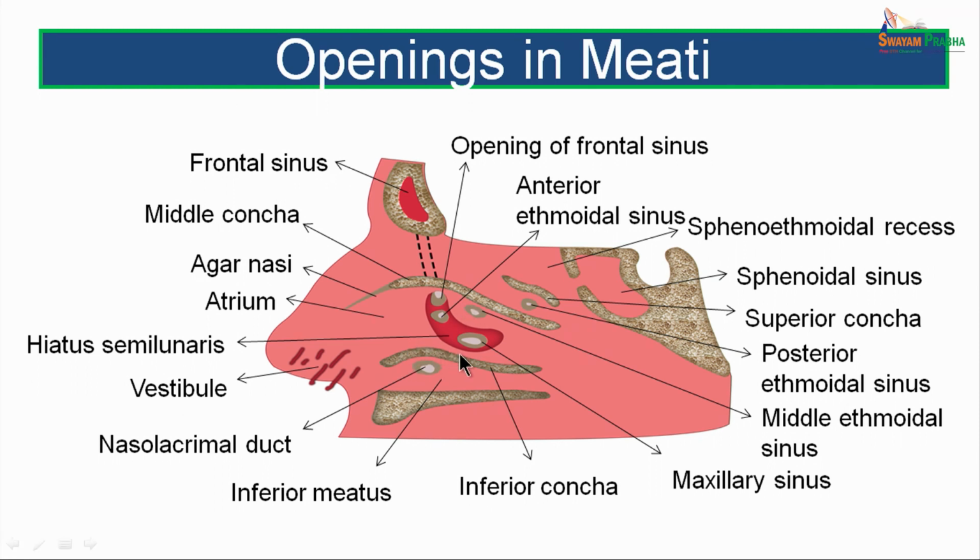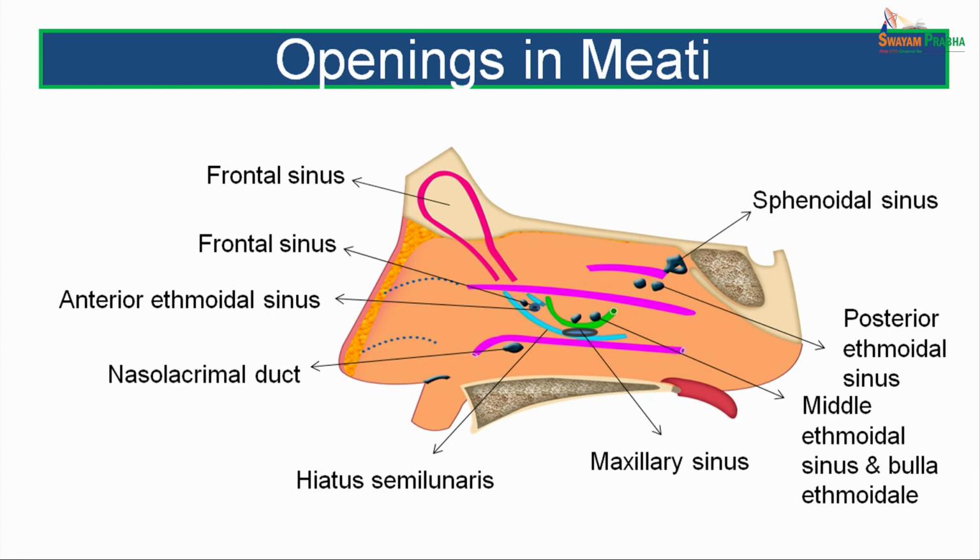Next, we see the inferior nasal concha, and below that is the inferior meatus, which shows a single opening, and that is of the nasolacrimal duct. So, these were the various openings which are seen in the meatuses. Let us revise these openings again before we move further.